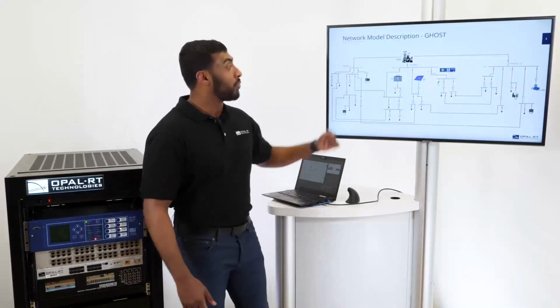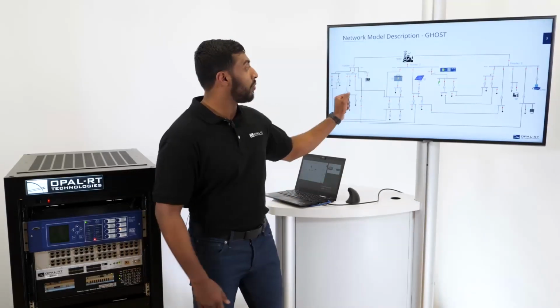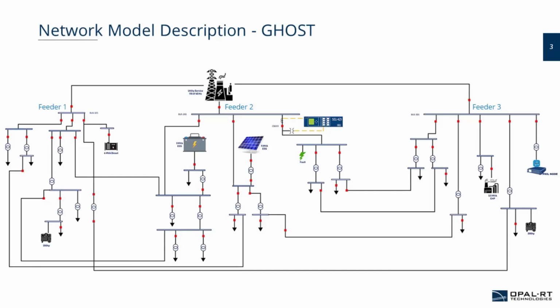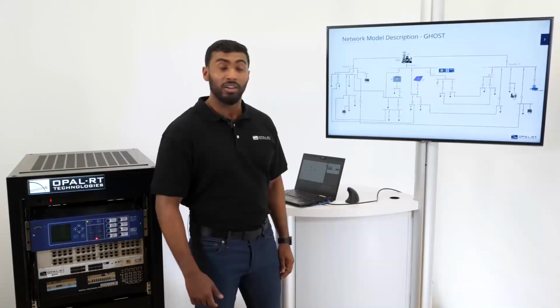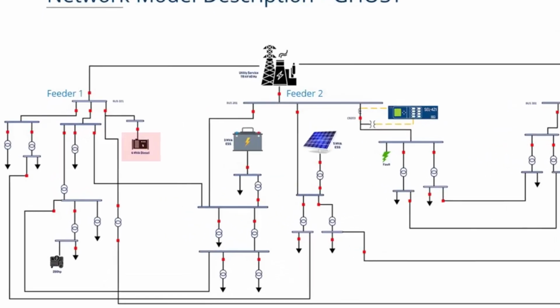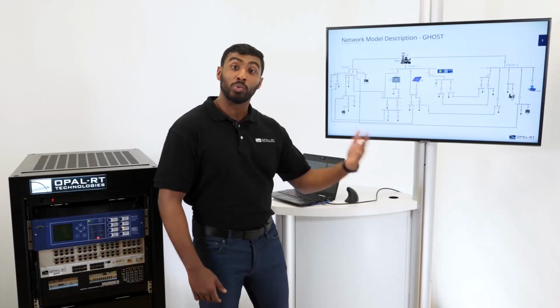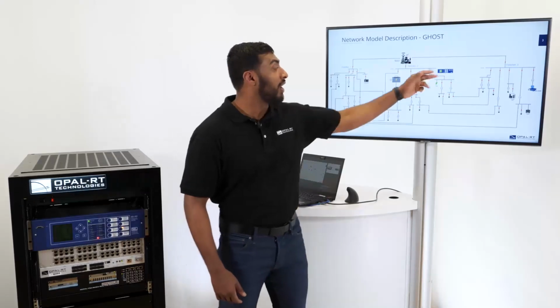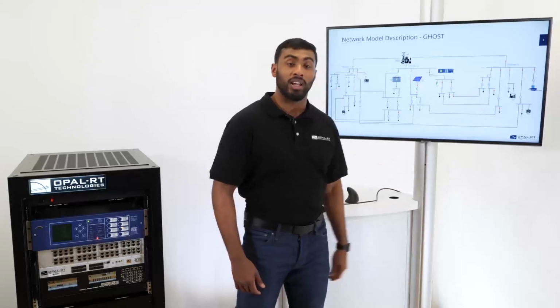The specific model in question is the Ghost model, which has 3 feeders, feeder 1, 2, and 3, connected to a utility service running at 150 kilovolts at 60 hertz. We also have different DERs in each feeder. One of the DERs in feeder 1 is actually a diesel generator. Feeder 2 has 2 DERs, a battery and a PV, and that's where we're going to be applying a fault and see how the relay reacts to that specific fault. And feeder 3 has a CHP inside.